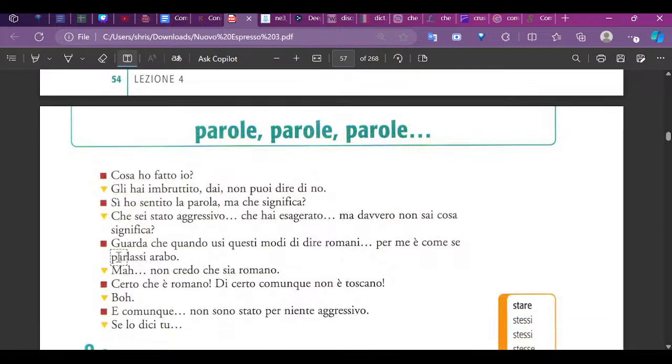It's like you're speaking Arabic when you use such expressions. We might say it's all Greek to me because that's what we say when we don't understand something.